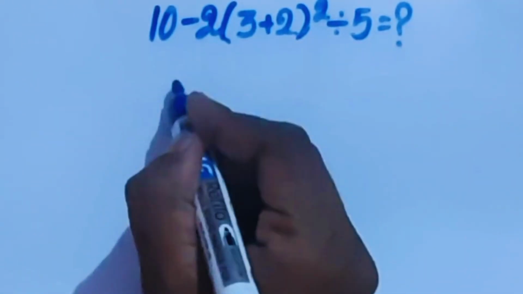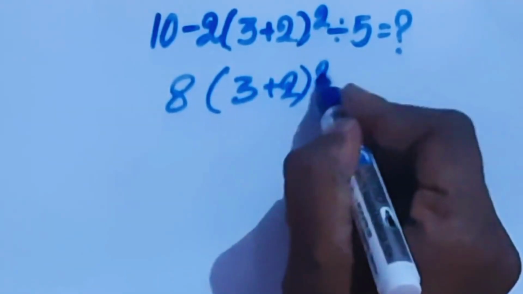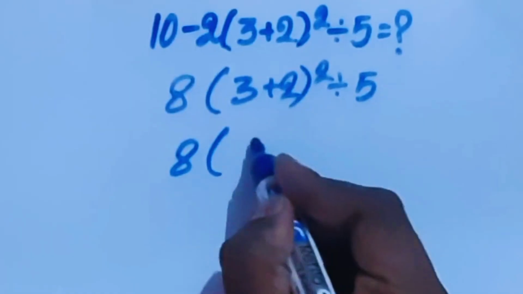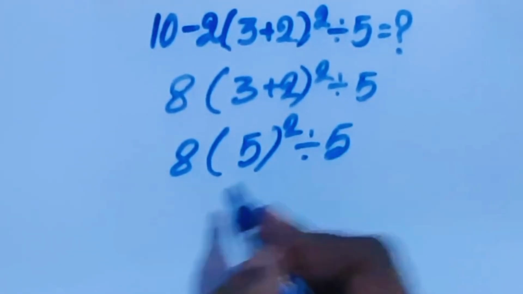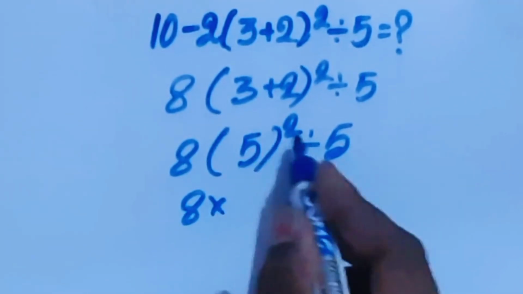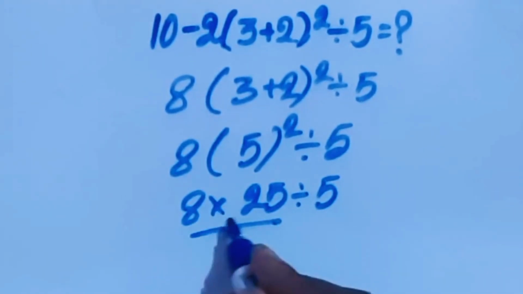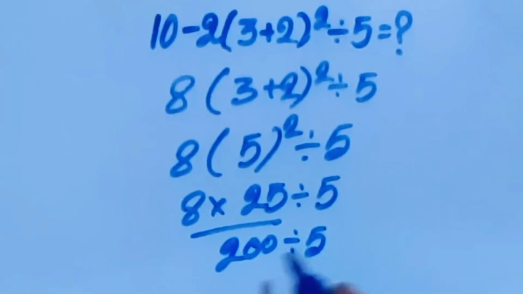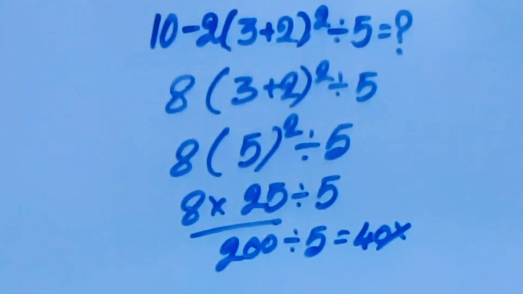Hi guys, here 10 minus 2 is 8 times (3 plus 2) in brackets, whole squared, divided by 5. Here 8 times (3 plus 2) is 5 to the power of 2 divided by 5. Here 8 times 5 squared is 25 divided by 5. Here 8 times 25 is 200 divided by 5. Here 200 divided by 5 is 40, which is the wrong answer. As per the order of operations, this 40 is the wrong answer.